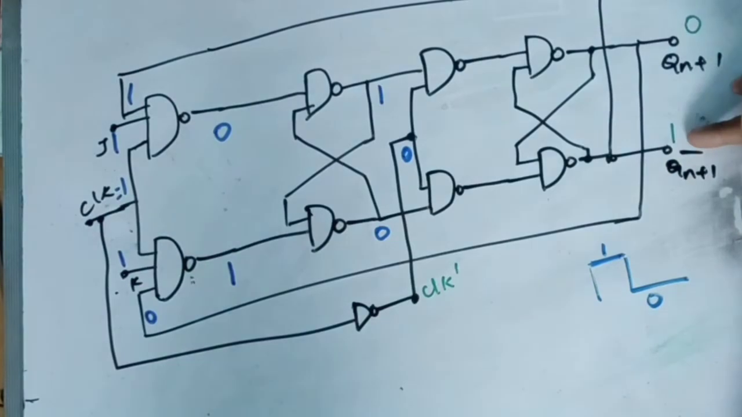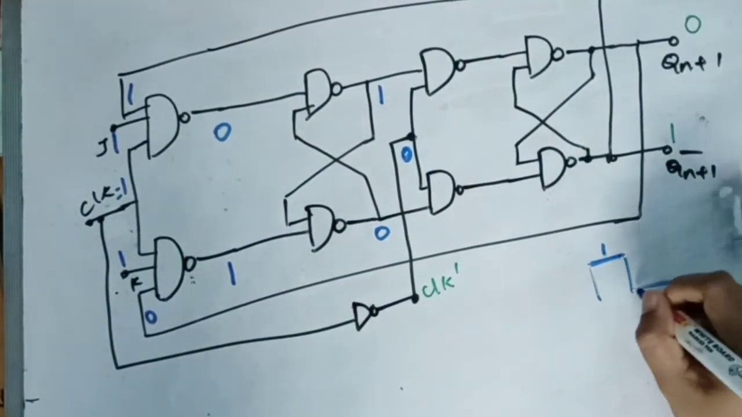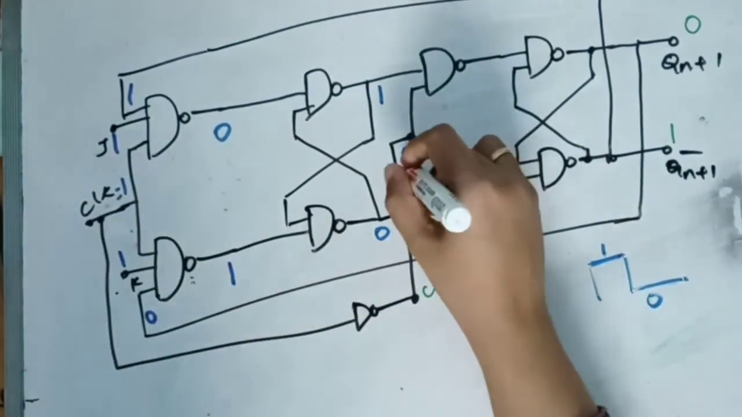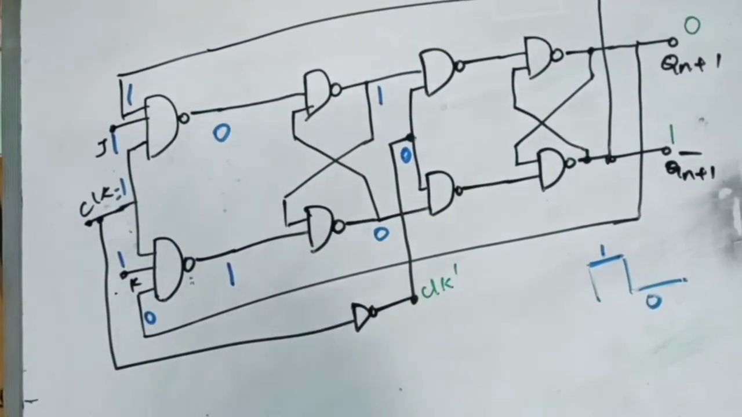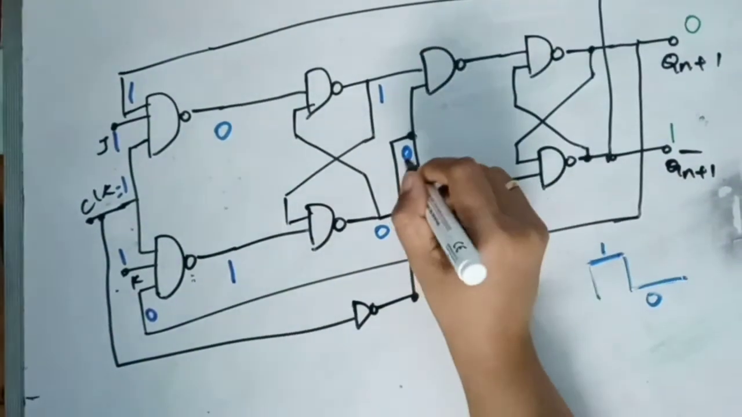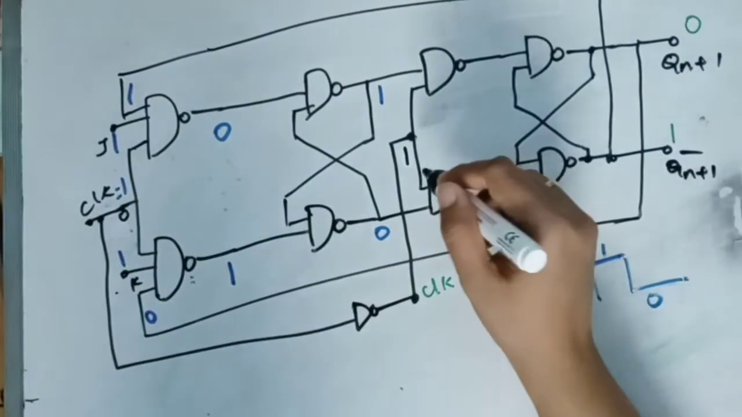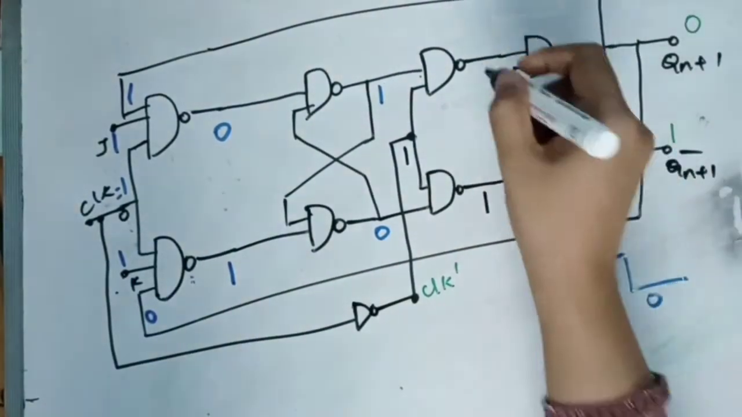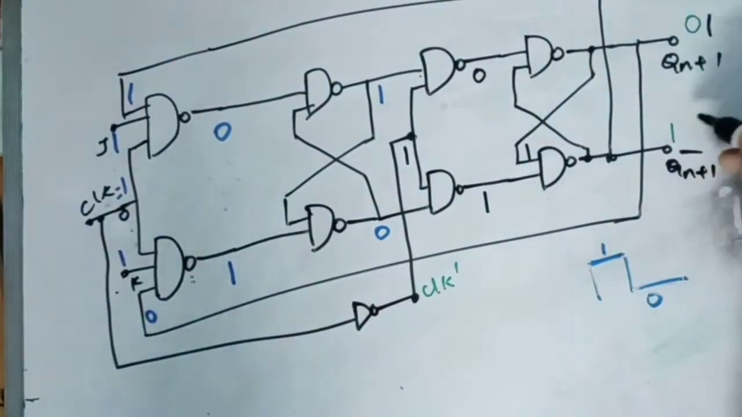This is my Qn, Qn bar, not Qn plus 1. So, in order to get the Qn plus 1, we should wait for some time until the clock goes to 0. So, when clock goes to 0, here it will go to 1. So, this becomes 1 when clock goes to 0. So, this 1 is applied here, this 0 is applied here. It comes 1, this is 0, this is 0 means this becomes 1, that 1 comes here and you get a 0 here.